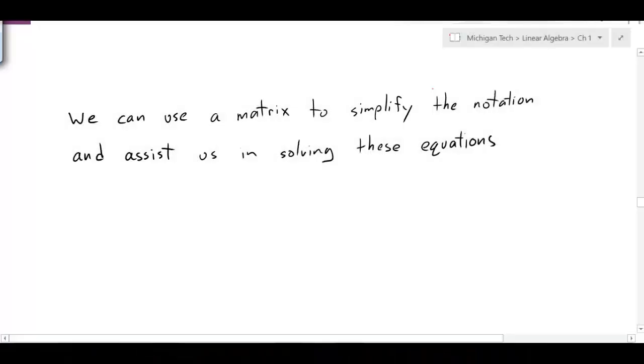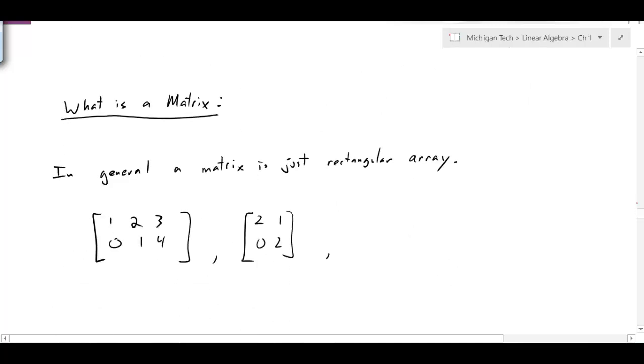So what is the matrix? Well, it's a tool we can use. We're going to use a matrix to simplify our notation to assist us in solving these large systems of equations. So as was asked, what is a matrix? Well, in general, a matrix in mathematics is just a rectangular array of values. So for us, it's really just a box of numbers. That's how we're going to see it. And we have two examples of matrices right here. One's right here, and one's right here.